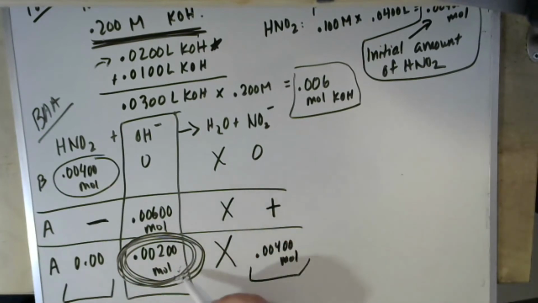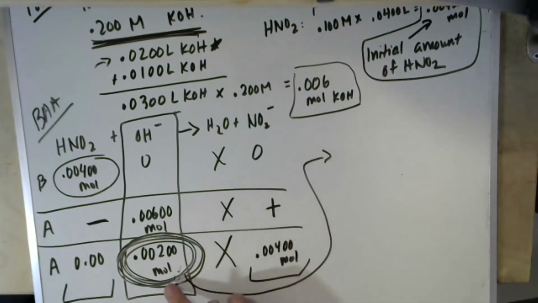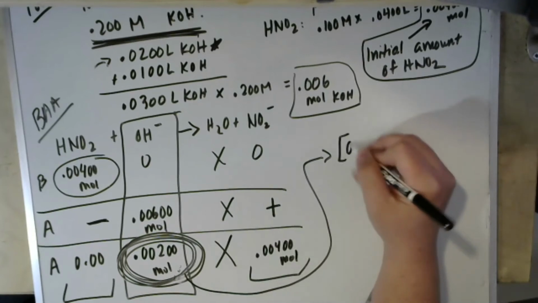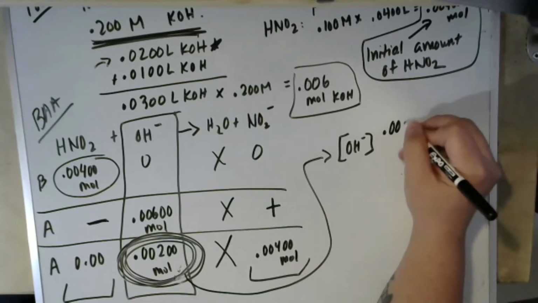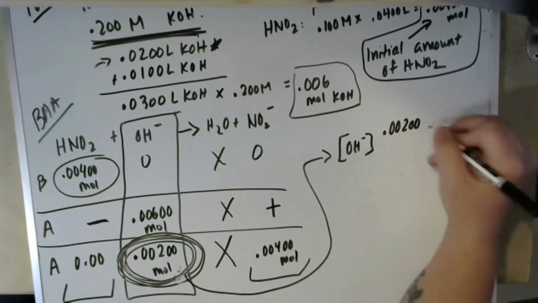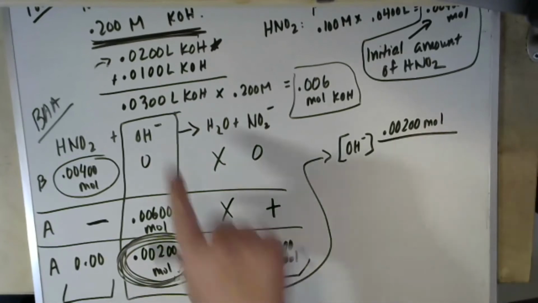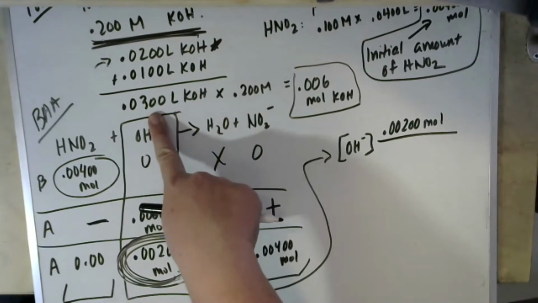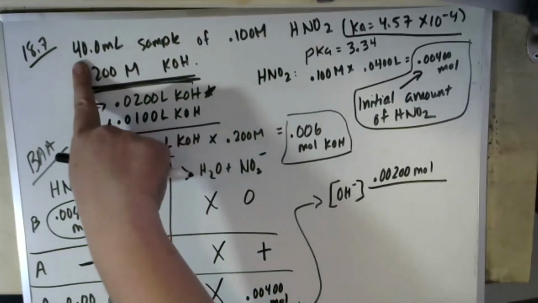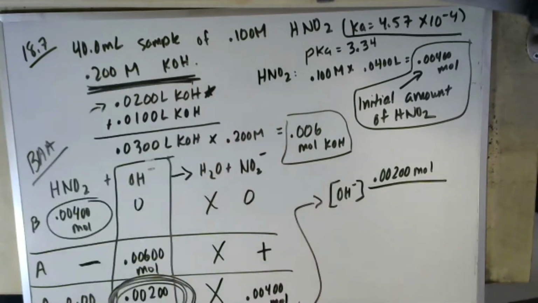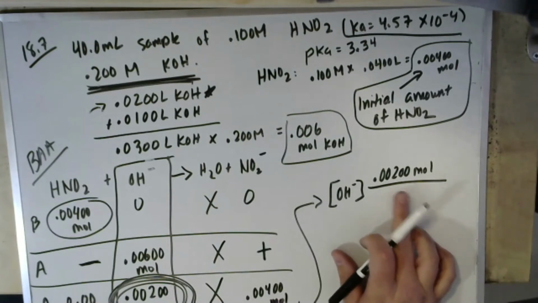Okay, so I'm going to take this hydroxide ion mole value, and I'm going to find my OH minus concentration from it. So I have 0.002 moles of OH minus divided by my 30 milliliters here plus my 40 milliliters that I initially had for my nitrous acid. You cannot forget to make this denominator a total volume value.